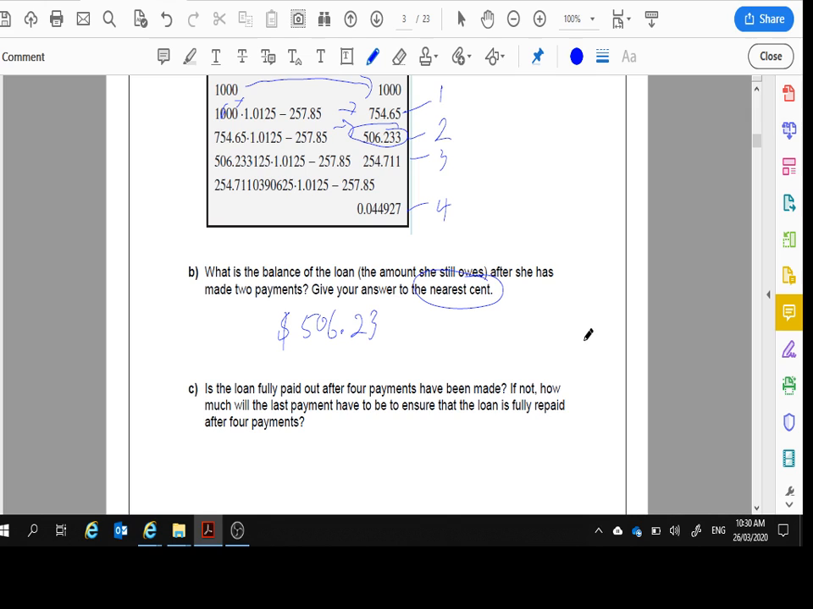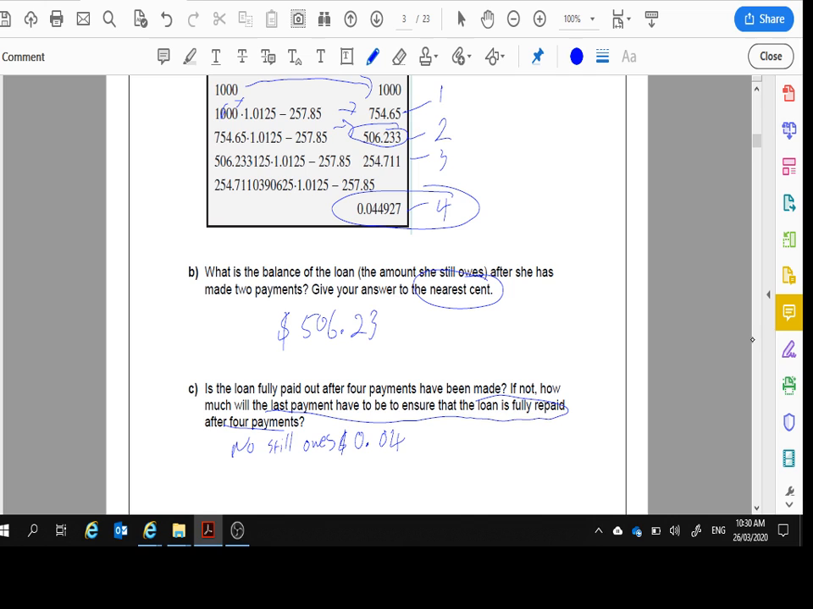Is the loan fully paid out after 4 payments have been made? No. After 4 payments, she still owes 0.044927. If not, how much does she still owe? Basically, it's $0.04.